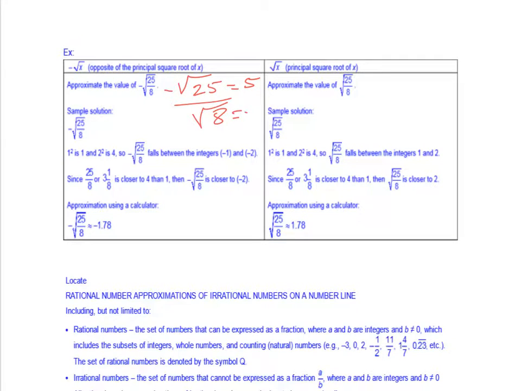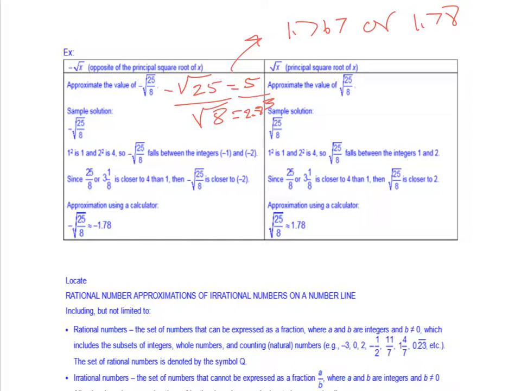So this is actually 2.83, and the only thing I'm going to do is divide. If I divide 5 by 2.83, I'm going to get 1.767. Okay, so that's going to give me, I'm going to come up here and put that, 1.767, or really 1.78, and that's approximate.